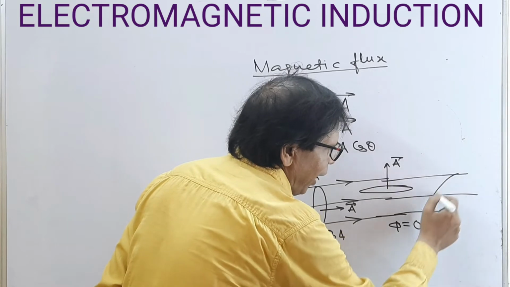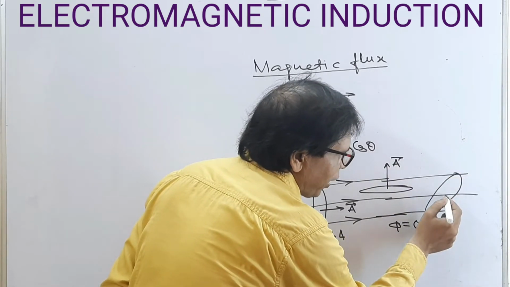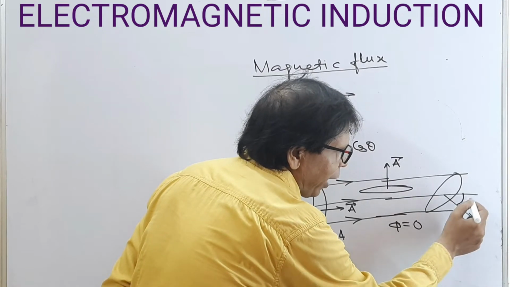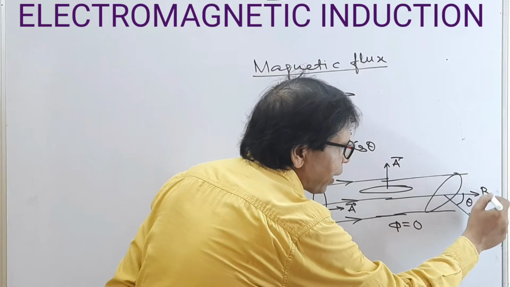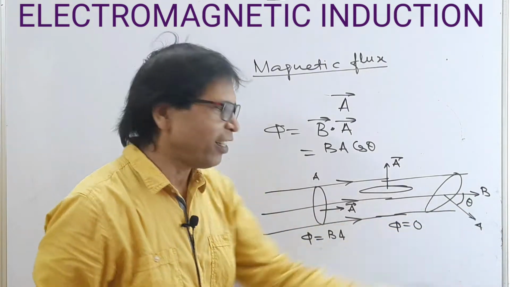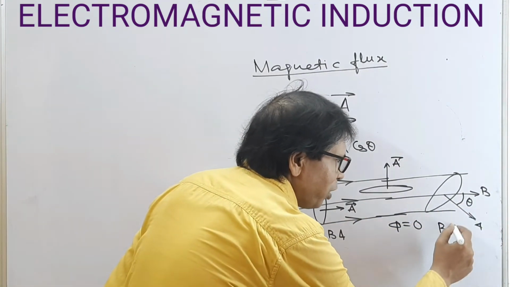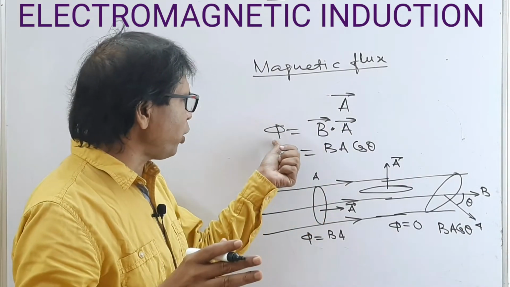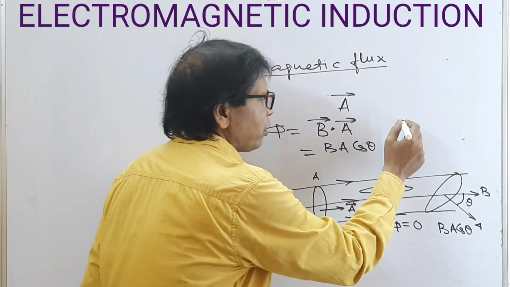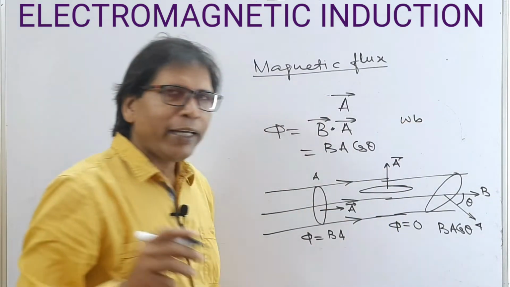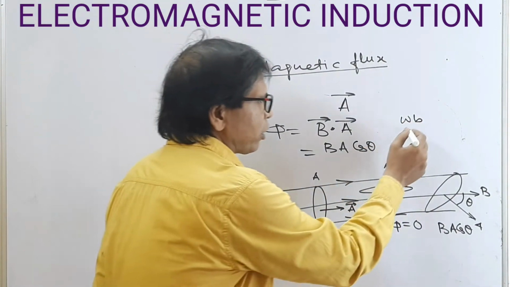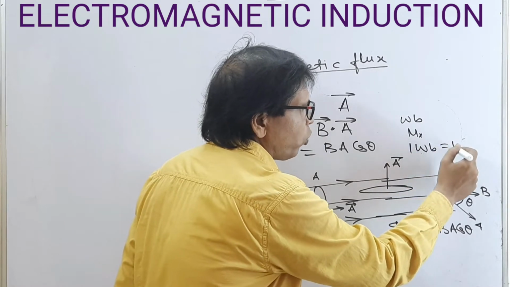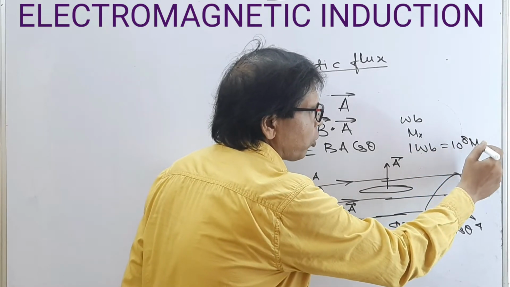Now finally look at this. If the area is like this, this is the area vector. So the area vector makes an angle theta with the B vector. So in this case, the flux becomes B A cos theta. Okay, the SI unit of flux is Weber and the CGS unit is Maxwell. And 1 Weber is equal to 10 to the power 8 Maxwell.